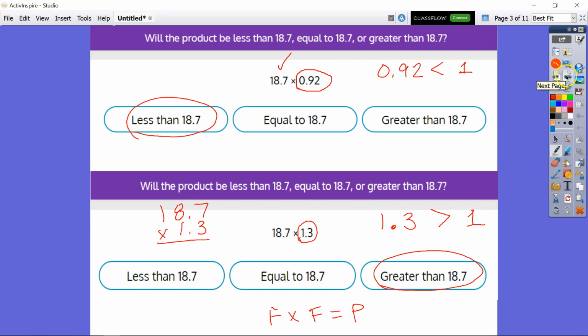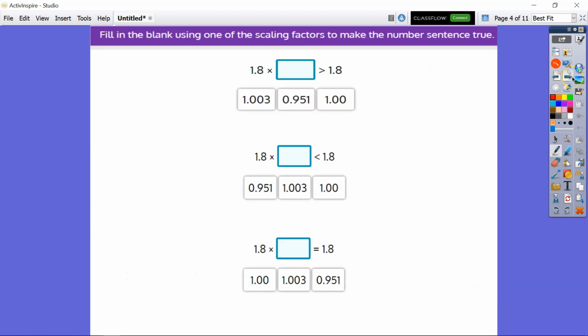Feel free to push pause. I know I'm throwing around a lot of vocabulary: factor times factor equals product, greater than, less than, equal to. That's why I'm shooting this video, so you can go at your own pace and say, well, what did he say? I need to bring that back. Press the rewind button and you can bring it back and listen to it again. Okay, let's move on to the next problem here.